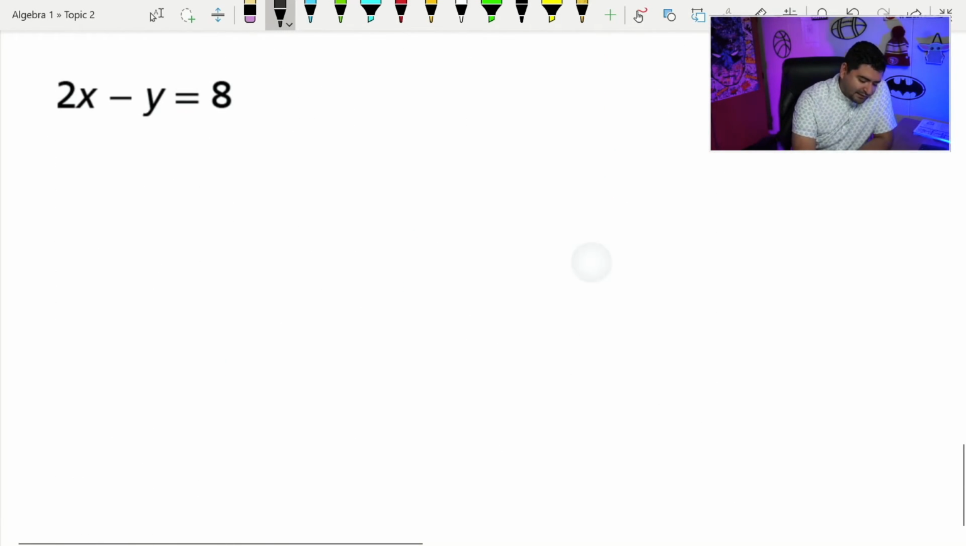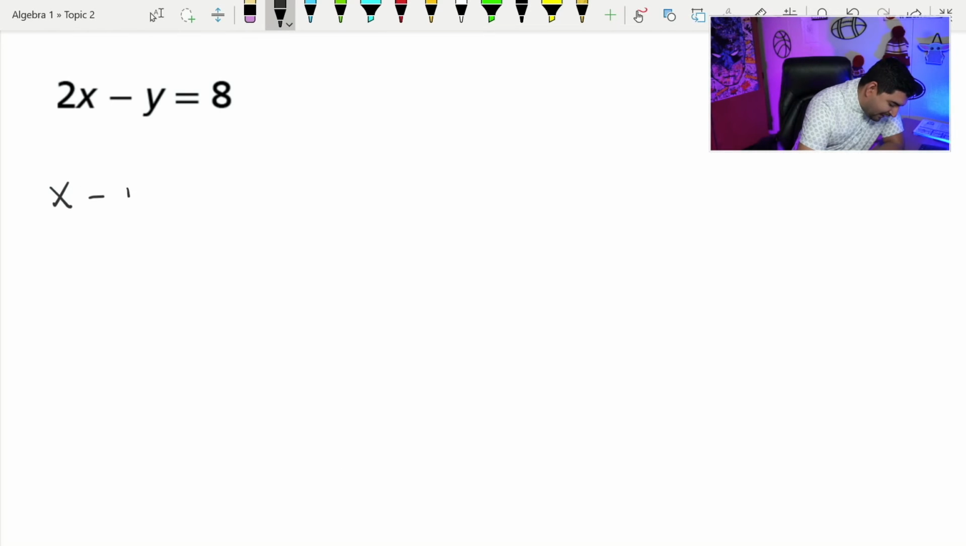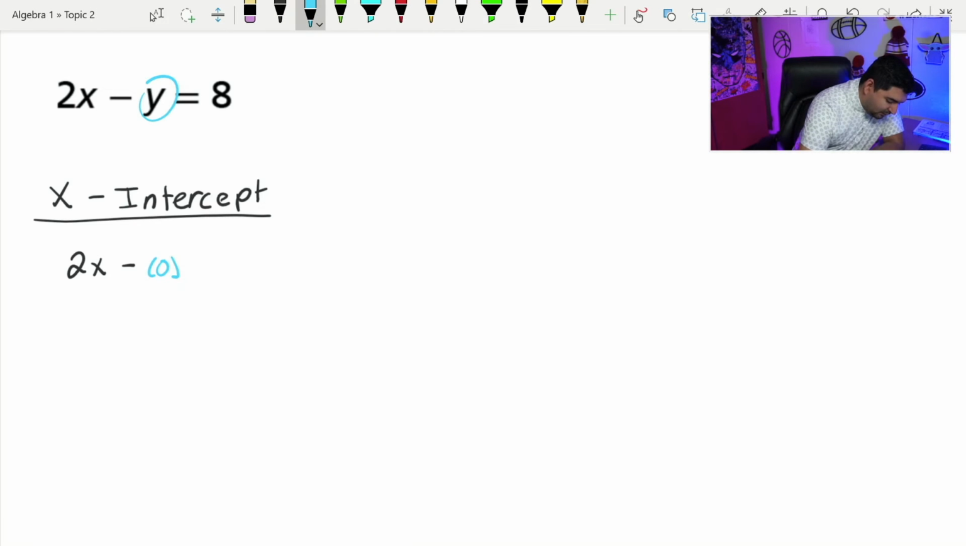So here I have 2x minus y equals 8. Again, for this one, we're going to start with the x-intercept first. How do I find my x-intercept? Well, to find our x-intercept, that just means plug in 0 for y. So we got 2x minus, again, instead of y, I'm going to plug in 0. And I get equals 8.